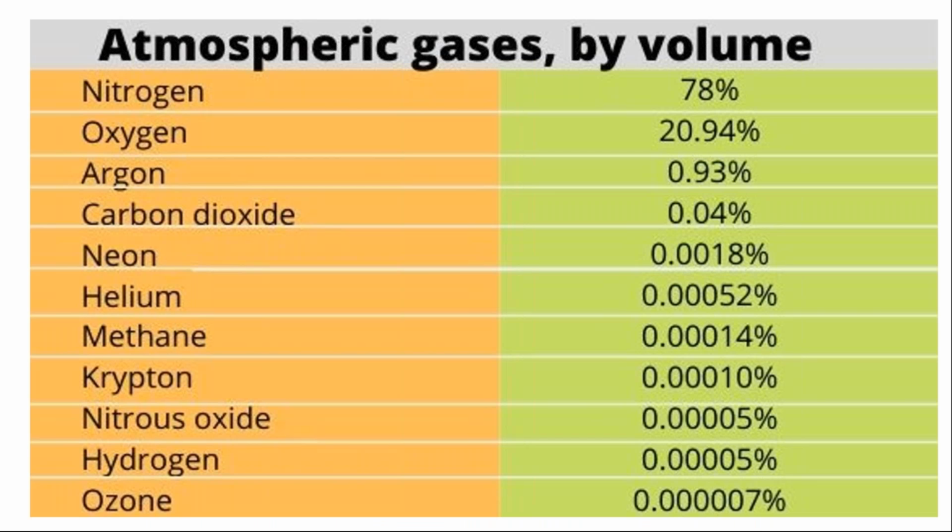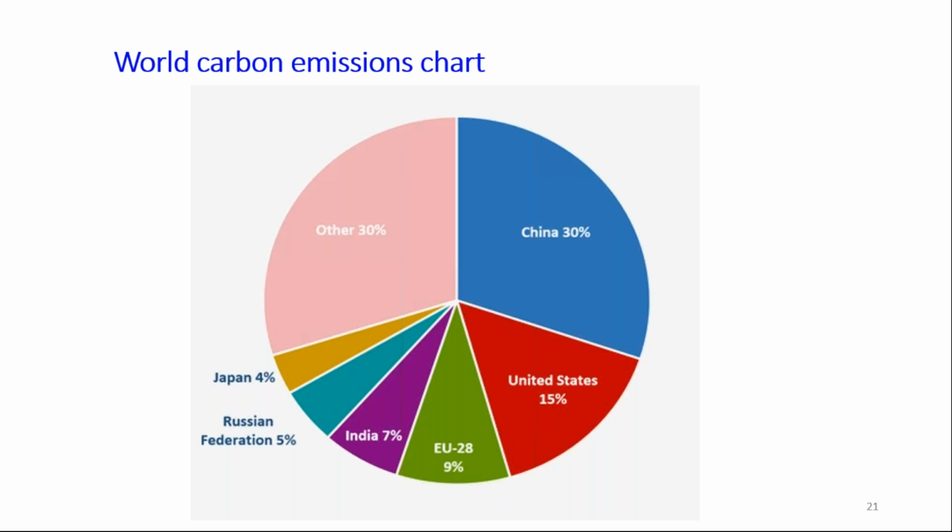Now we have discussed this global warming. Now these are the atmospheric gases. So we must know what exactly the gases available in the atmosphere are. That is nitrogen, oxygen, argon, carbon dioxide, neon, helium, methane, krypton, nitrous oxide, hydrogen, and ozone. Most of the percentage of these atmospheric gases is 77 or 78% nitrogen and approximately 21% oxygen. The remaining gases are in very low concentration in the atmosphere.